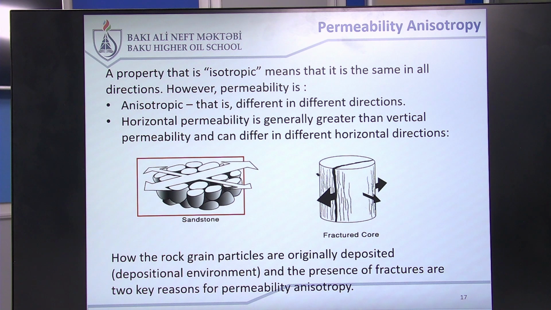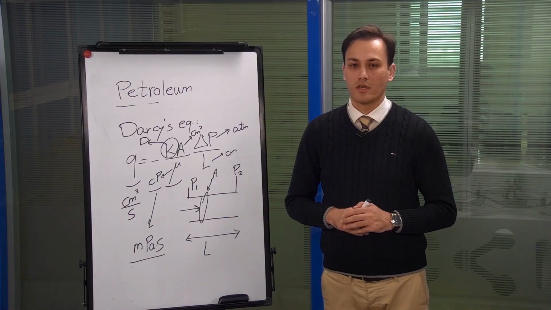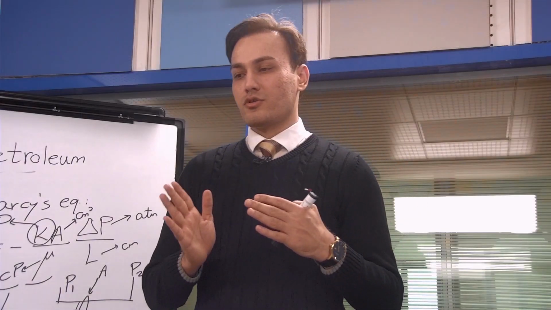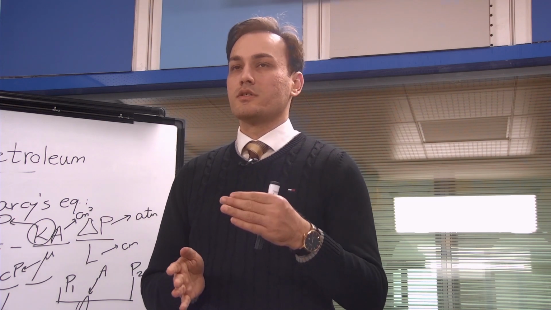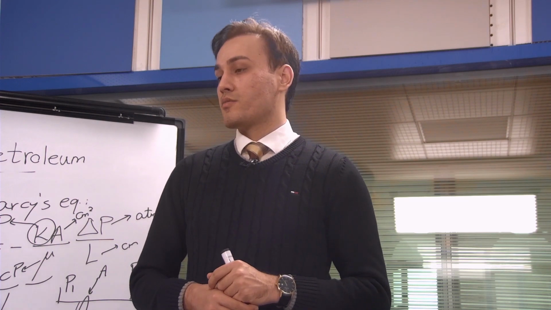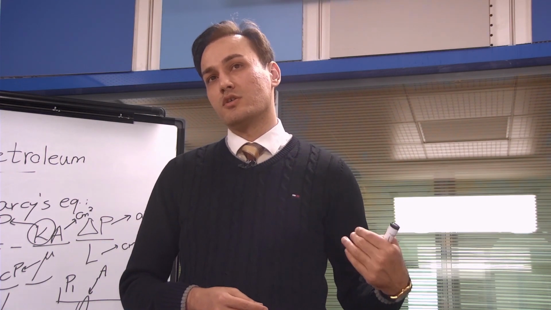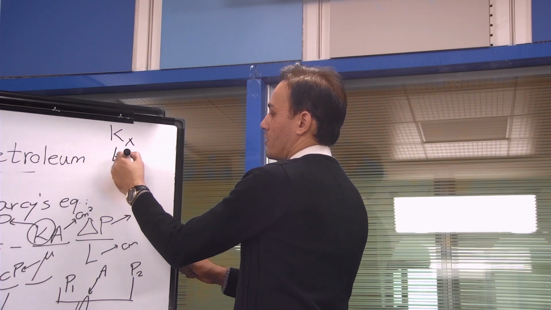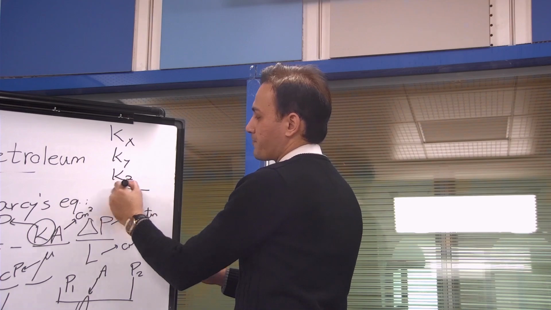Permeability is having different values in different directions. So if I want to give an example, everybody knows about velocity, that velocity can be different in different directions. Generally we define the directions as X, Y, and Z. Permeability has the same thing, and permeability can be different in different directions. So we may have permeability in X, Y, and Z directions.